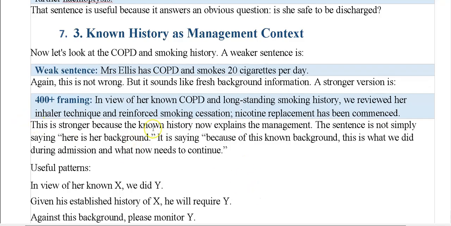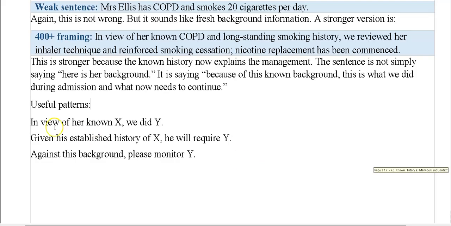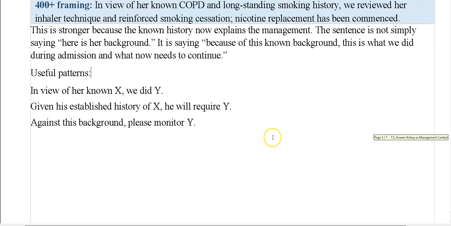Now, this is stronger because the known history now explains the management. It's not simply saying, here is her background. It's saying, because of what we both know, this is what we did and what now needs to continue. Yeah? In view of her known X, we did Y. Given his established history of X, he will require Y. Against this background, please monitor Y.